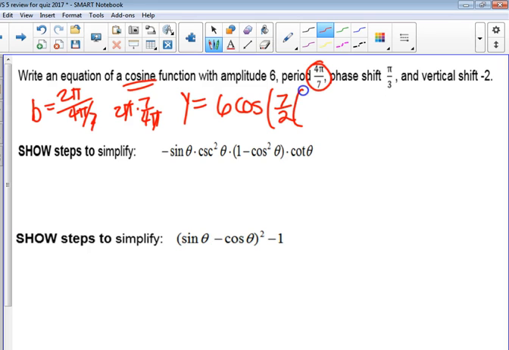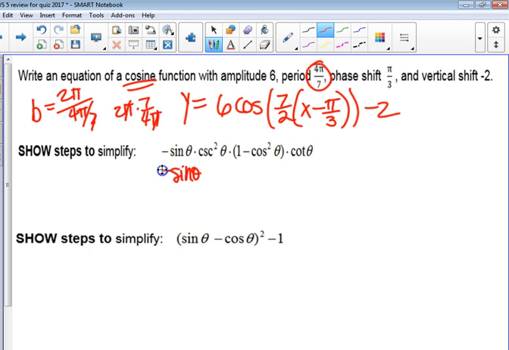We okay? It says go to the right because it's positive, so I'm going to put it in as a minus. Vertical shift. Everybody okay? It's all plug and chug except for the period. And don't forget parentheses. All right. This one's pretty simple.